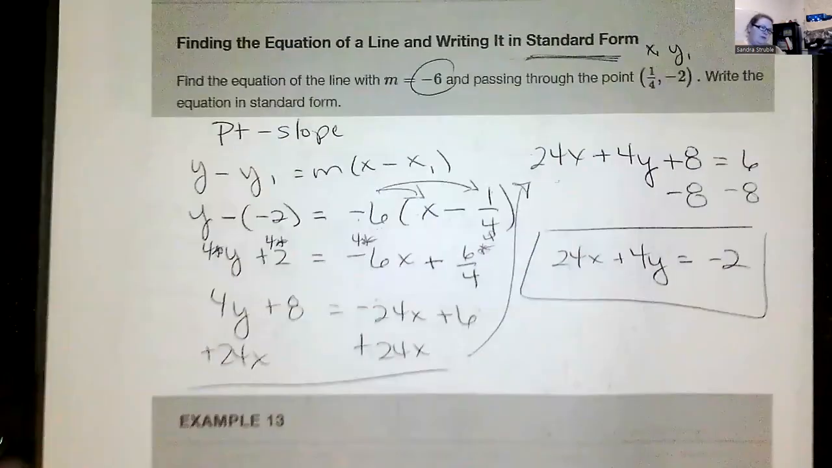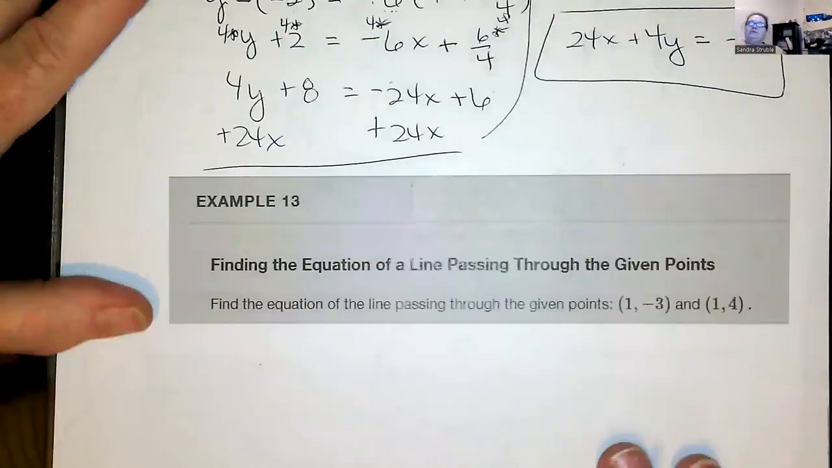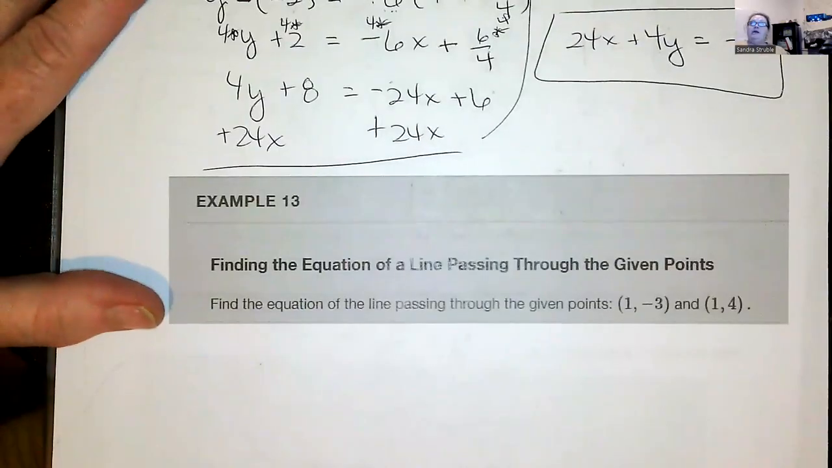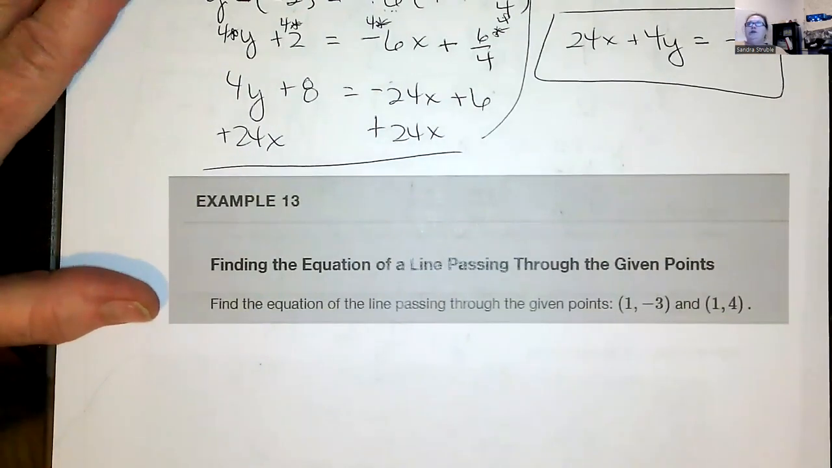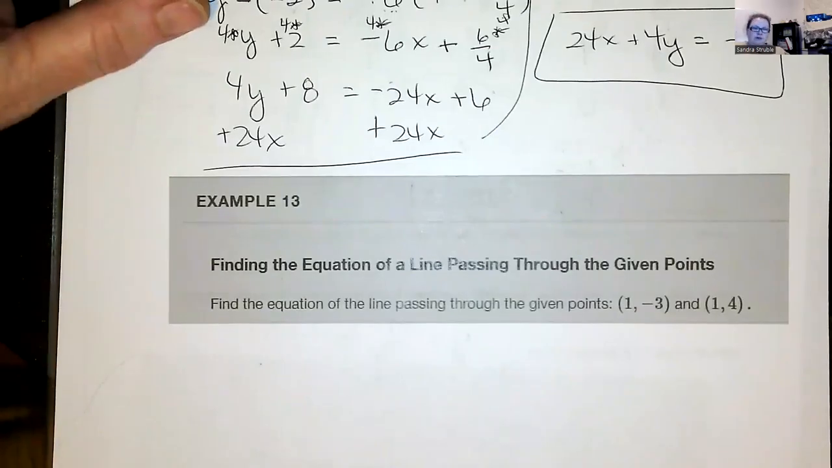Alrighty, let's move to number 13. What is it saying? Finding the equation of, I did not do this one in class. Find the equation of a line passing through the given points. Okay, so this one we have 2 points. So if you're given 2 points and they're asking for a line, you're going to have to find the slope first and then put it in the point slope formula.